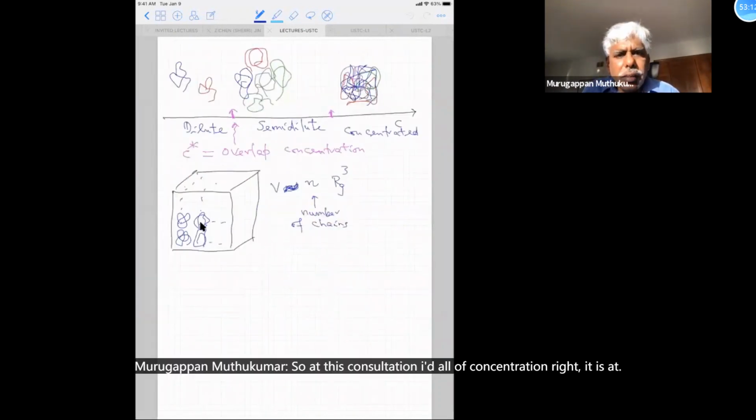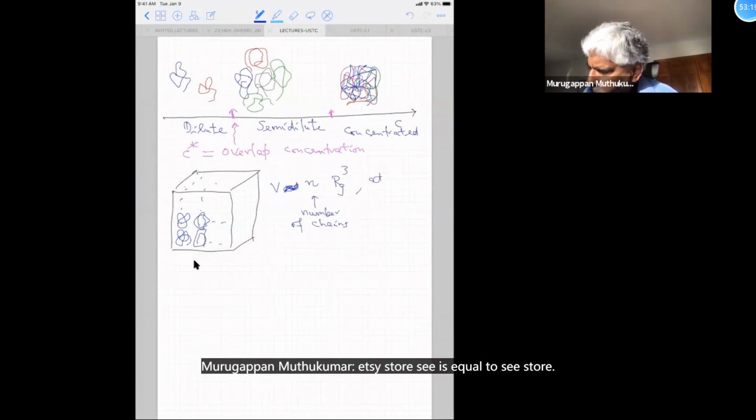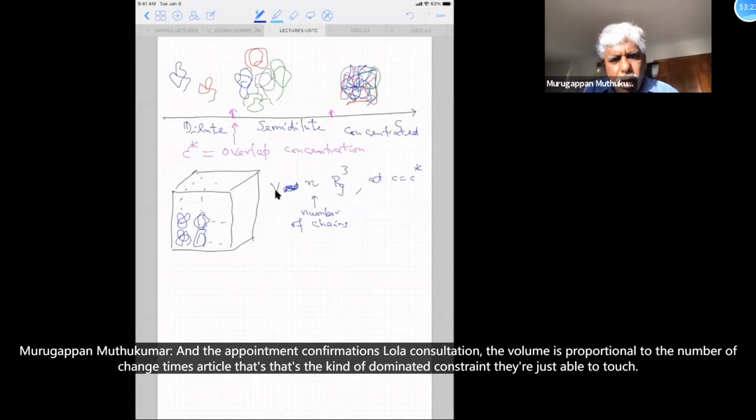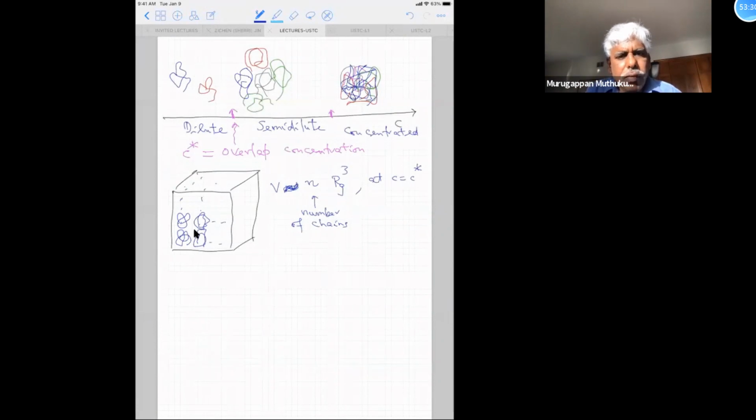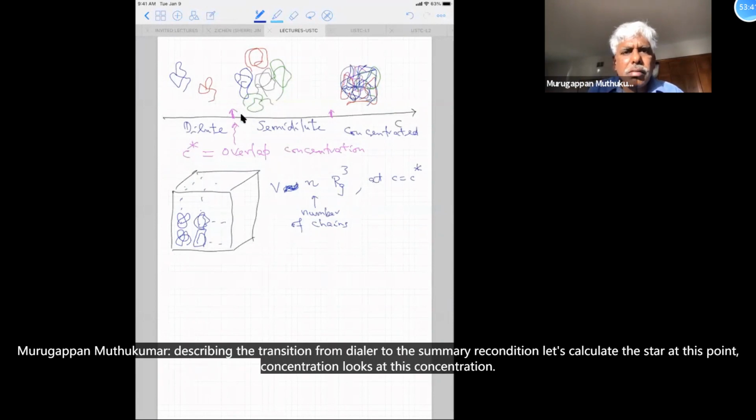So at overlap concentration, C equals C star, the volume is proportional to the number of chains times Rg cubed. That's a kind of geometrical constraint. They're just about to touch. If I add more polymers, then they'll intermingle to give me semi-dilute. If I have fewer polymers, I'll have this situation. So therefore, there's a very good mark for describing the transition from dilute to semi-dilute condition.